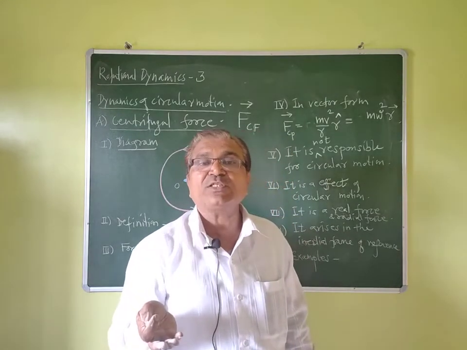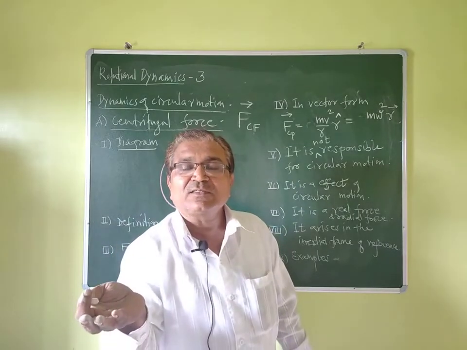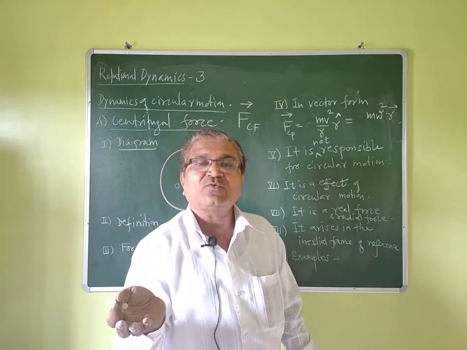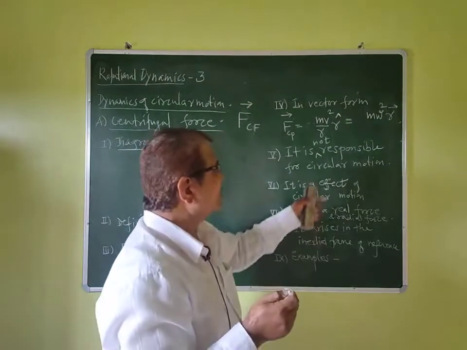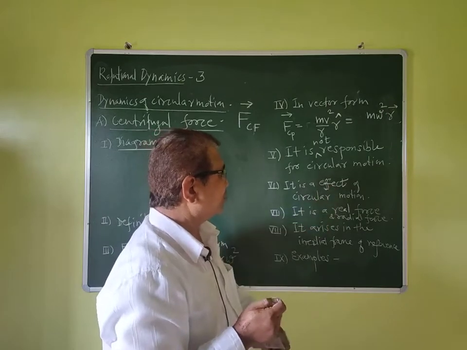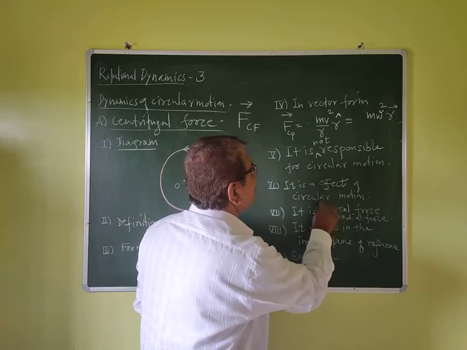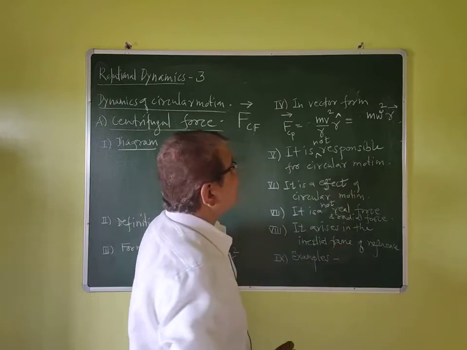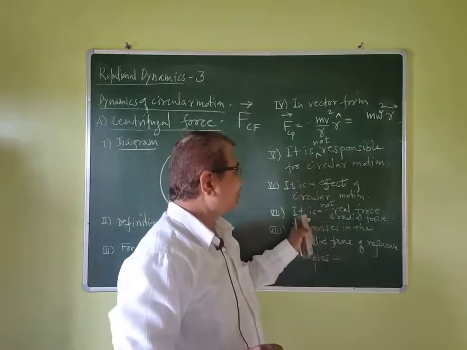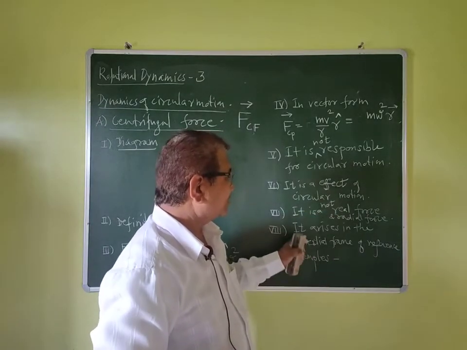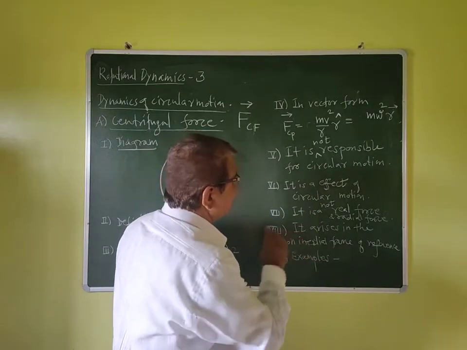Due to circular motion, during the circular motion, another non-real force is created. We call it a pseudo force. It is an effect, not a cause. So it is an effect of circular motion. It is not a real force. And it is also a radial force because it is along the radius. So it is a non-real force and a radial force. It arises in the non-inertial frame of reference.